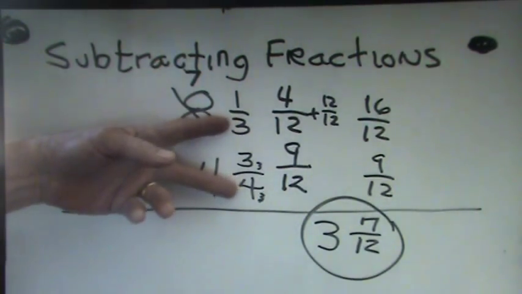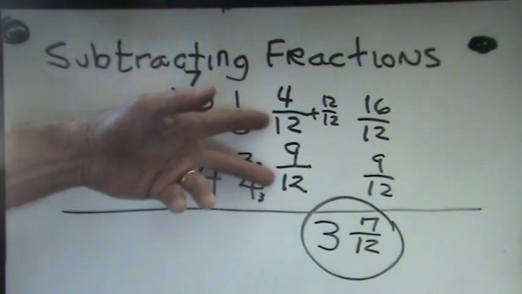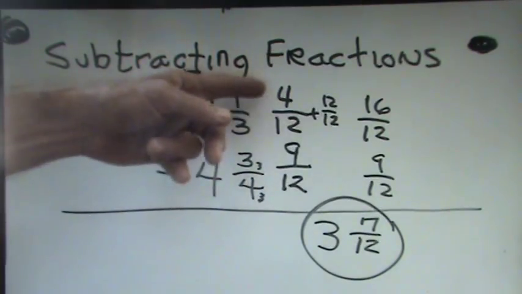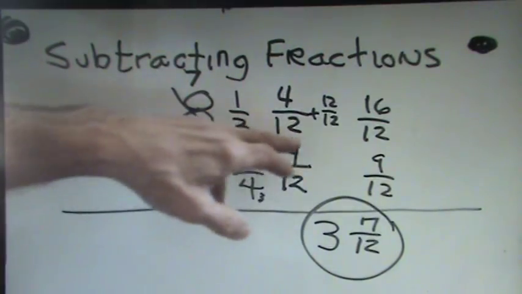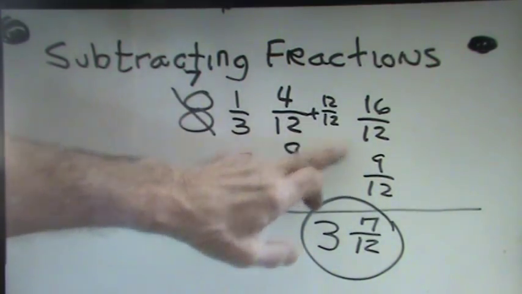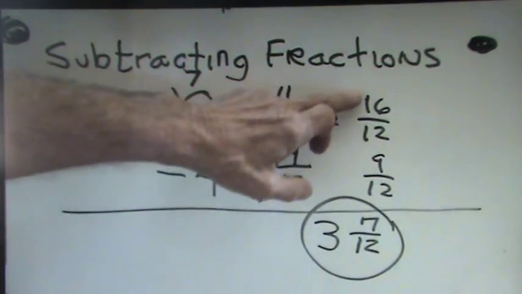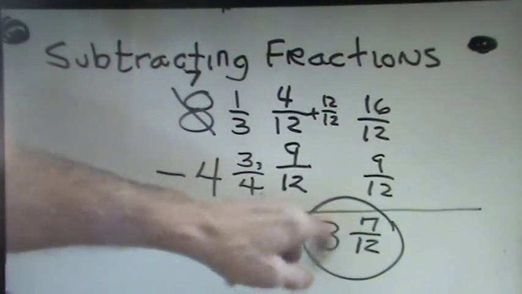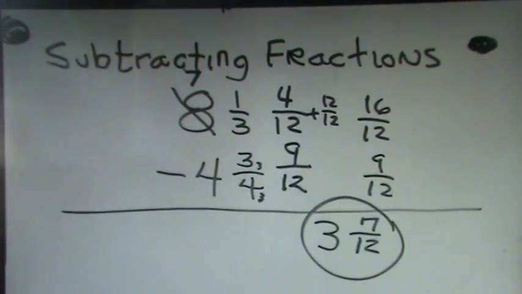It started out with the denominators not the same, so I had to rename both of these to their higher equivalent fractions with a denominator of 12. But then I still couldn't subtract because this was bigger than that, so I borrowed 1, turned it into 12/12, combined the 12/12 with the 4/12, got 16/12. Then I could subtract 16 take away 9, 7, 7/12, and then 7 take away 4 is 3.